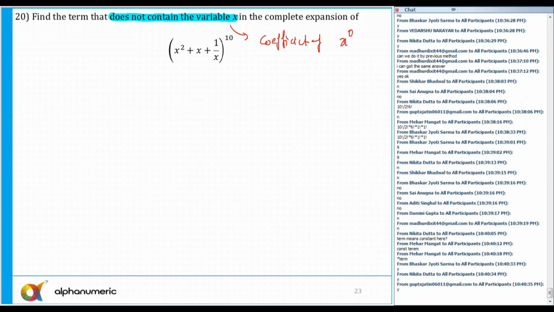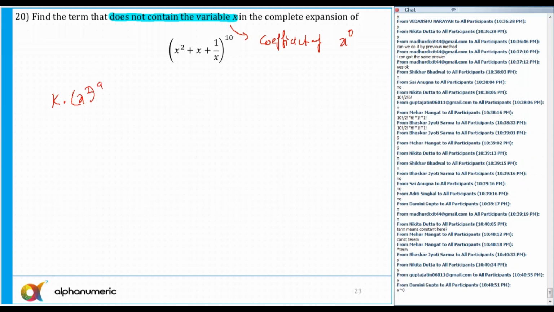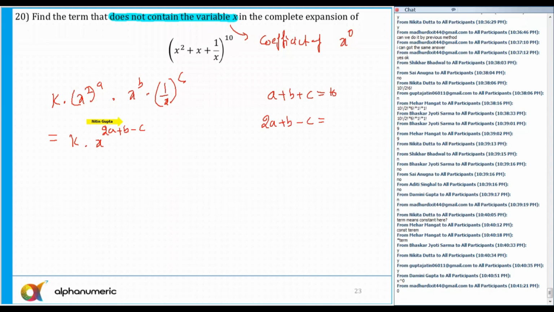So what is the general term here? There are 10 brackets now. So I say the general term will be k into x square raised to power a into x raised to power b into 1 by x raised to power c. And here a plus b plus c is definitely equal to 10. And this is equal to k into x raised to power 2a plus b minus c. Now remember 1 by x means x raised to power minus c. And this term 2a plus b minus c has to be equal to 0.